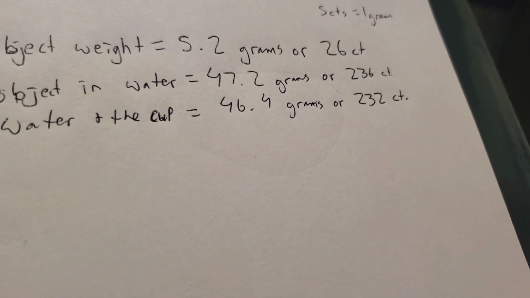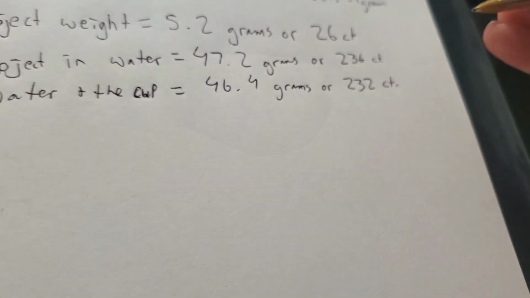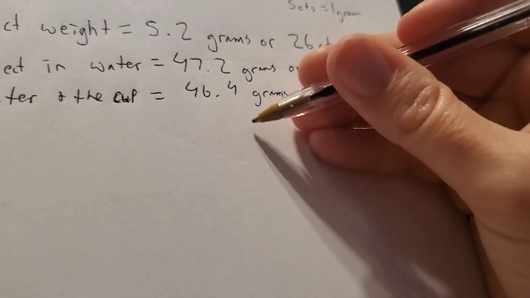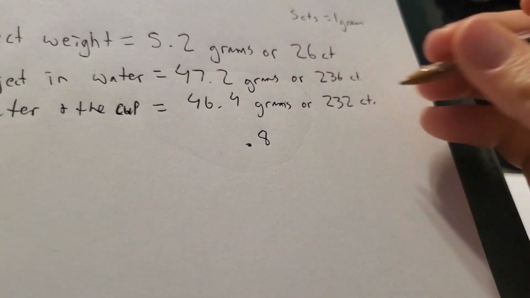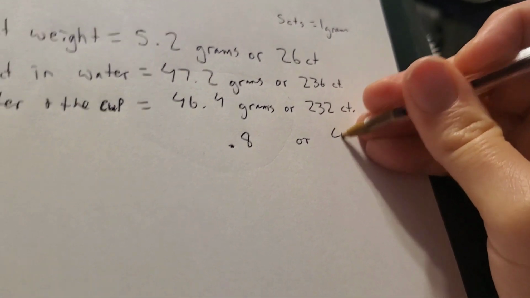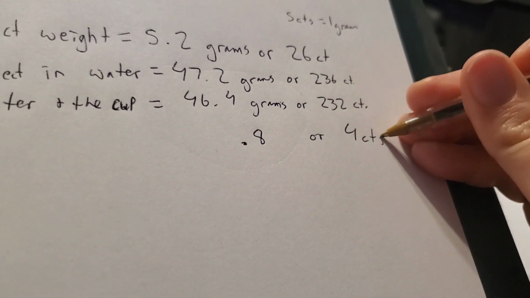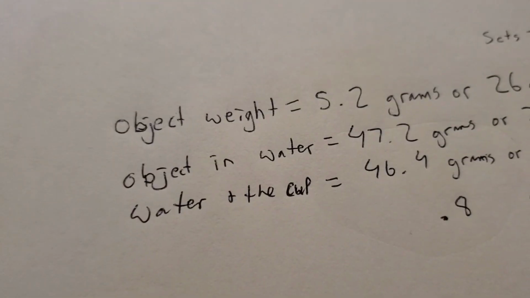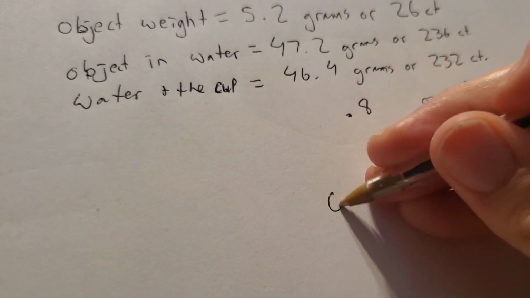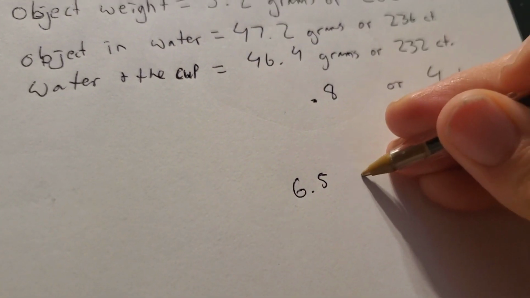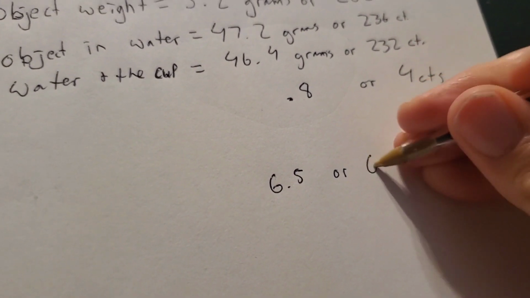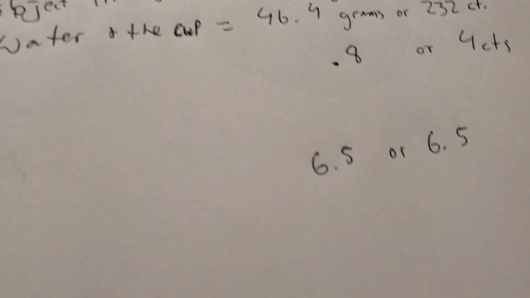And so the difference on the grams would be 0.8, or if you did it in carats, it would be just 4. So the math is pretty simple on this. You just take the 5.2 divided by the 0.8, you get 6.5. Or if you did it with this, you do the 26 divided by 4, you get 6.5. And so that's our specific gravity.